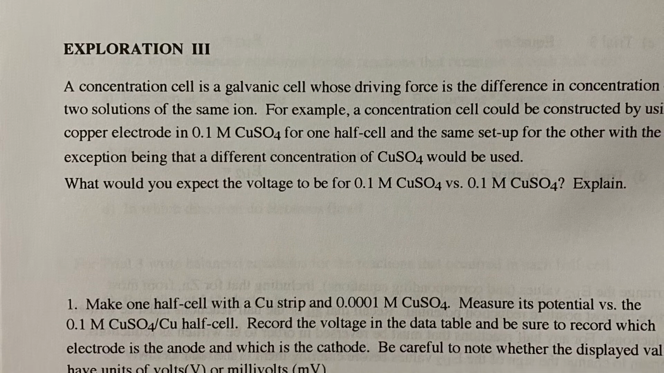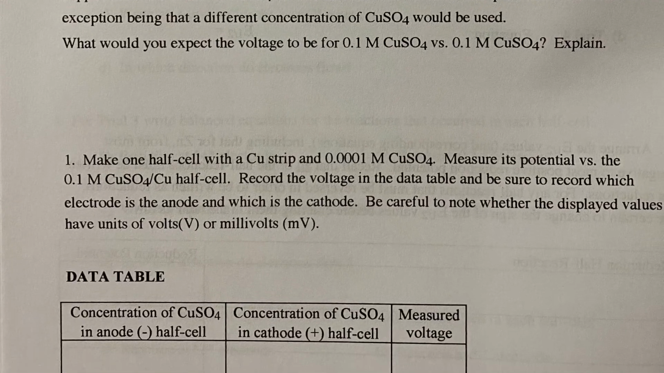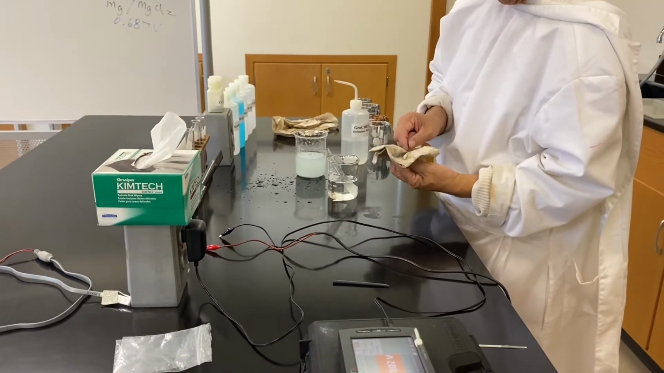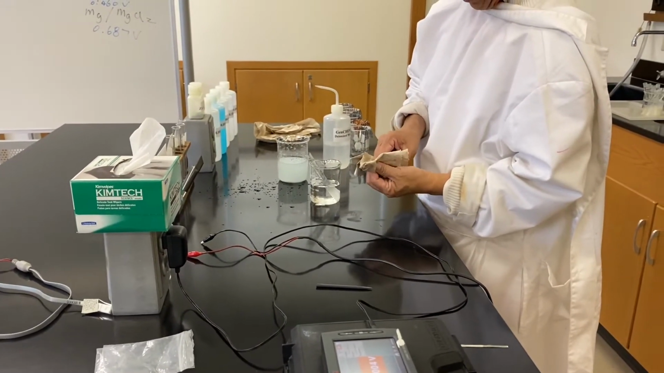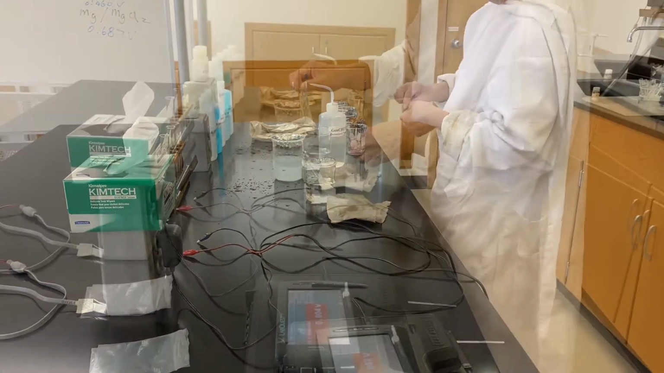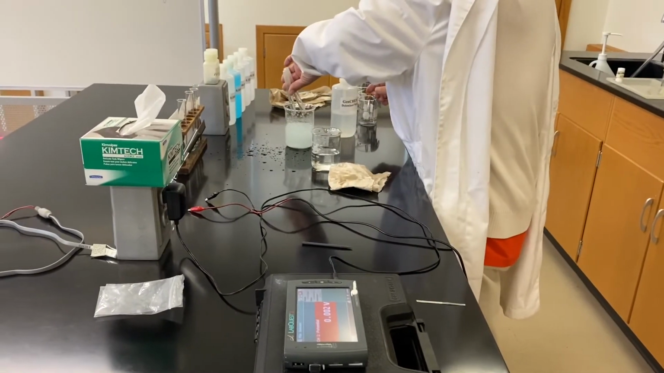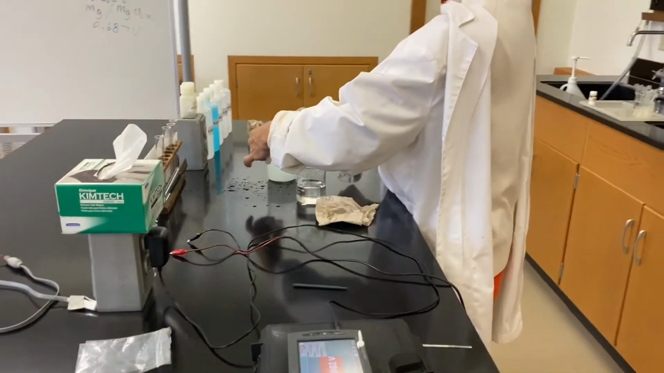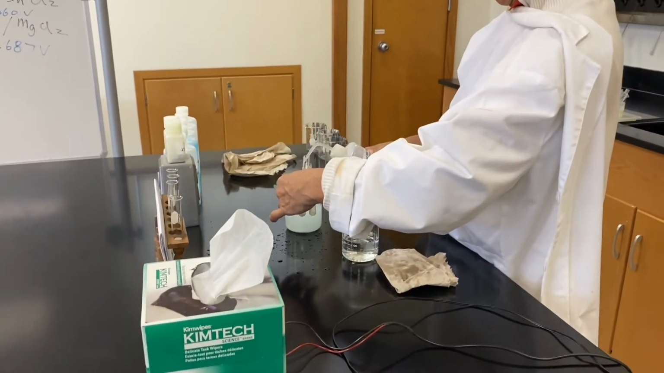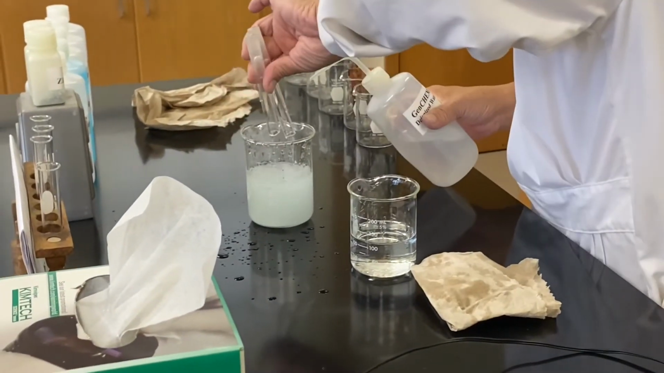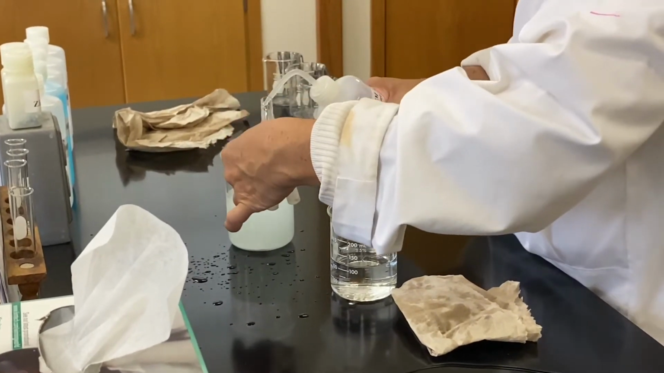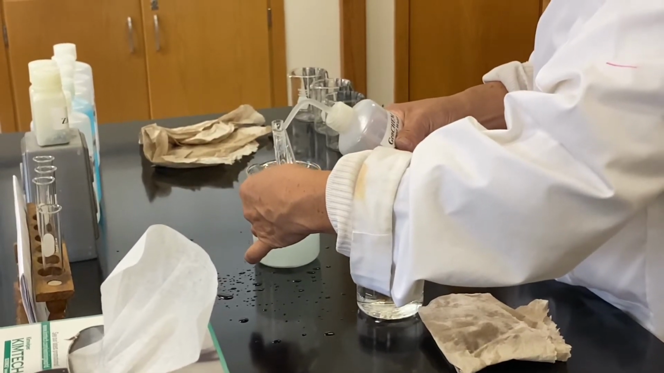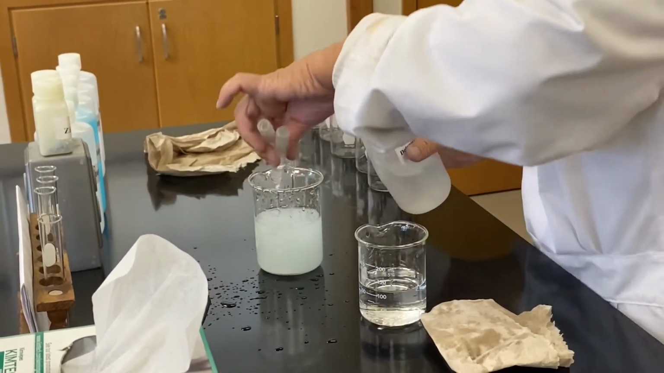We will now proceed to Exploration 3 on page 184. We will be constructing a concentration cell, where in both the half cells we will place copper sulfate solution of different concentrations. Half cells are electrode tubes secured with parafilm. When not in use, we keep deionized water in them. Here we are rinsing those tubes with deionized water and preparing them for the concentration cell.